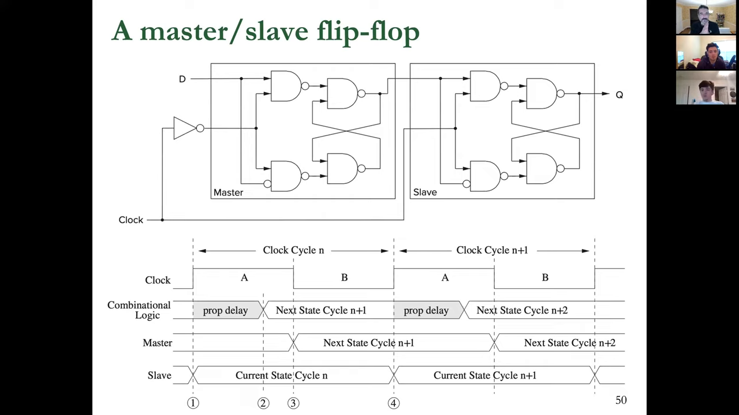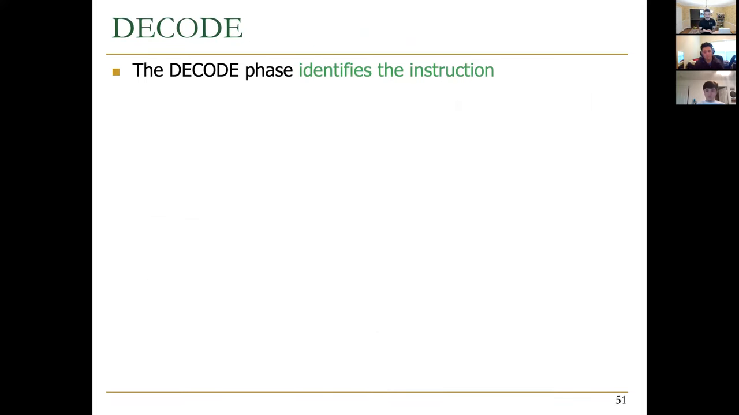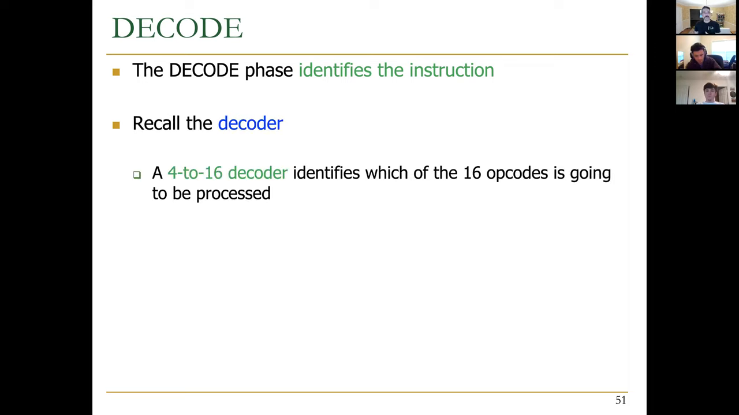Okay, so this is the way this is implemented on the machine. Let's discuss the next step. So far, we only reviewed the first step, fetching. The next step is decoding. Decoding is very simple. You have an instruction, and you need to decode what it is, or in a way identify the instruction.